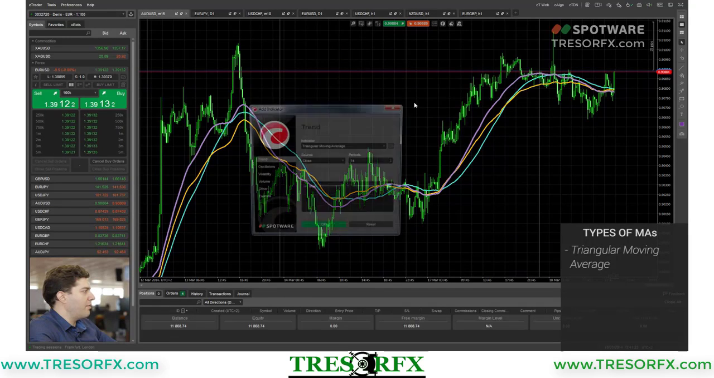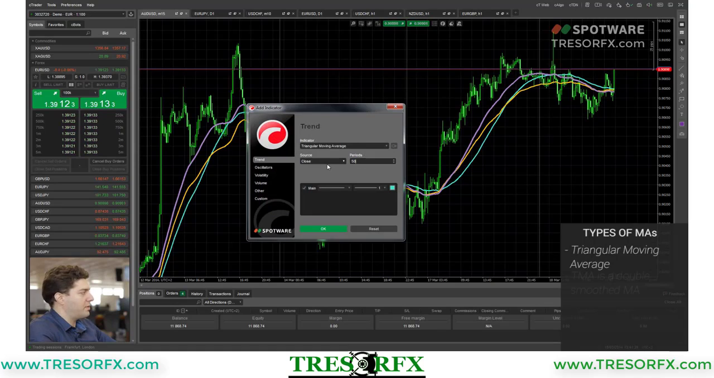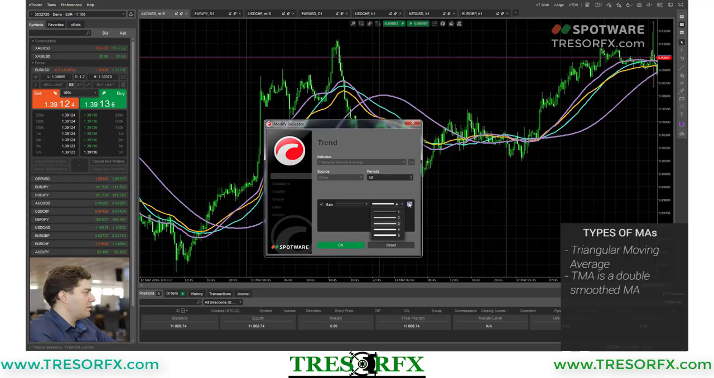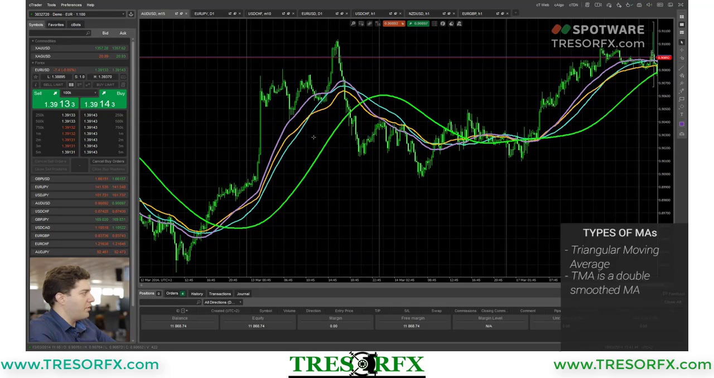The triangular moving average is a double smoothed moving average. It means that it's an average of the average. And this indicator is going to be far away from the price because that's what smoothing does. Let me give it another color. Triangular moving average, let's make it green. This one is away from the price because it's smoothed out. It's a moving average of the moving average.